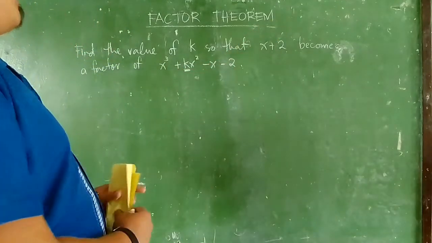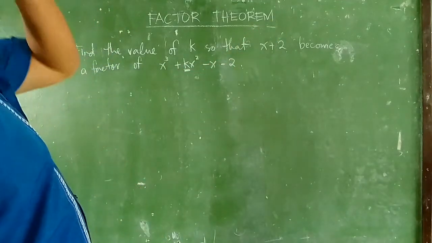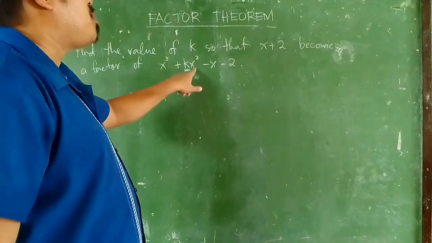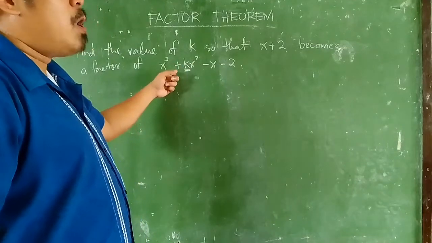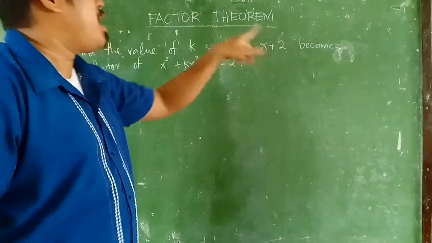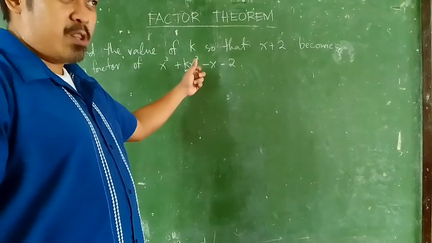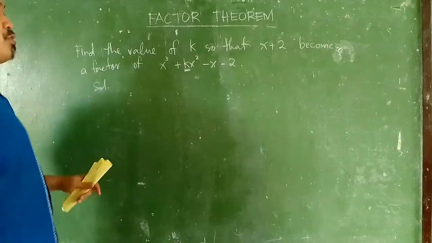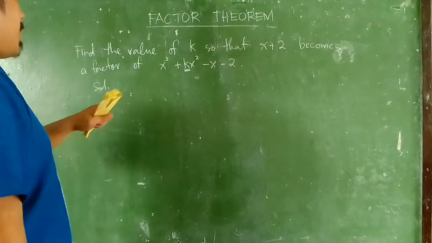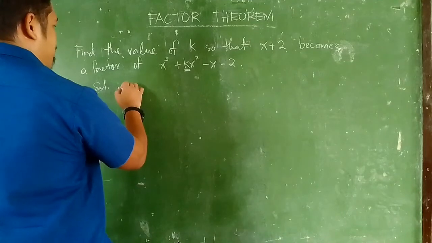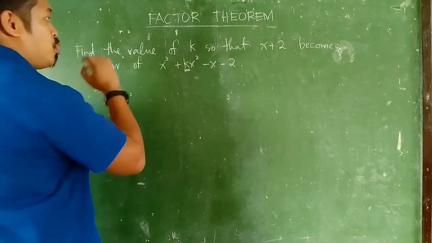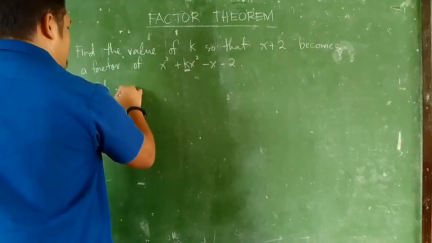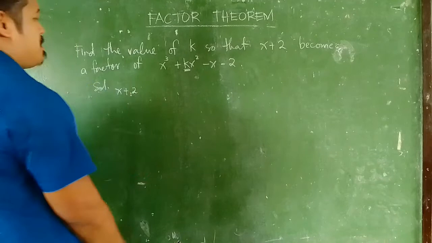Medyo nawala ako sa sinasabi ko. But anyway, naiintindihan naman. Ang idea dito, ano dapat yung numerical coefficient ng x squared sa polynomial na to para si x plus 2 ay magiging factor nito. Again, gagamitin natin ngayon yung concept ng factor theorem. Remember that in your factor theorem, your P of C should become equal to 0.